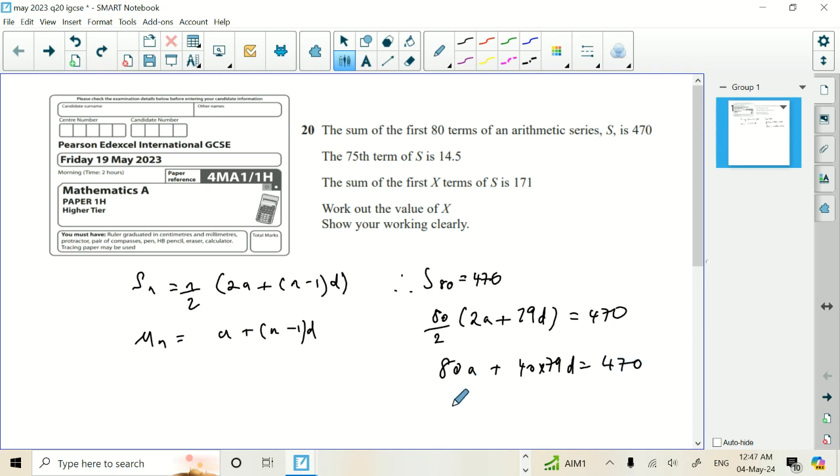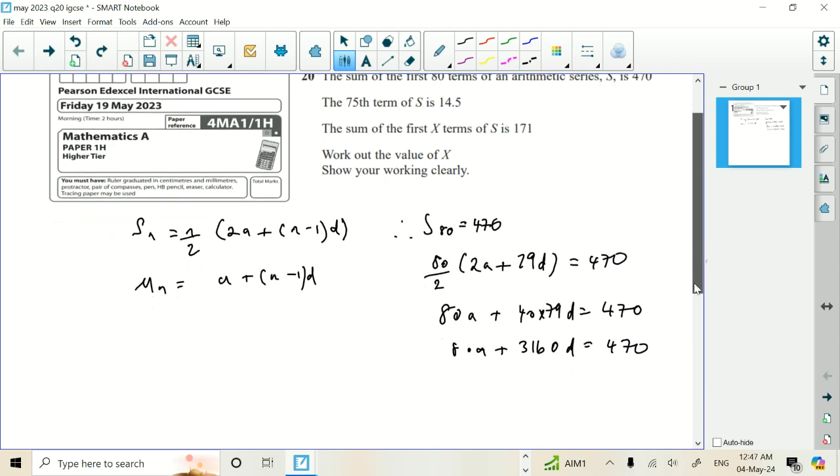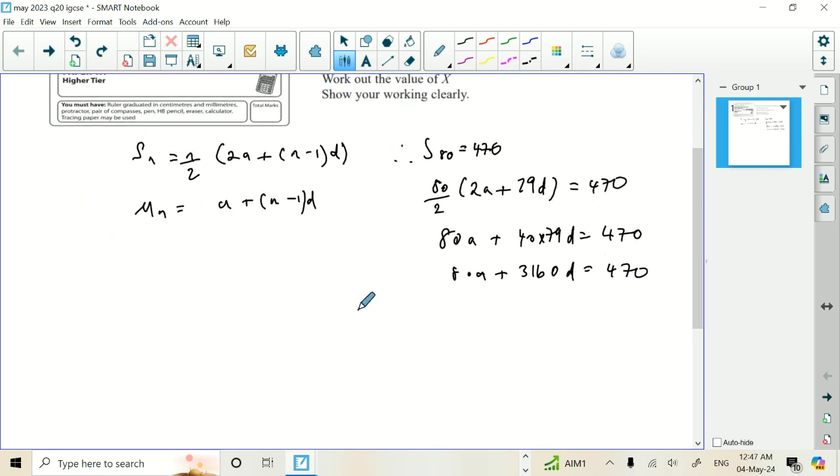That will give you 80a plus 3160d is equal to 470, and I will divide through by 10 to make it nice. Divide through by 10, and that will give me 8a plus 316d is equal to 47.